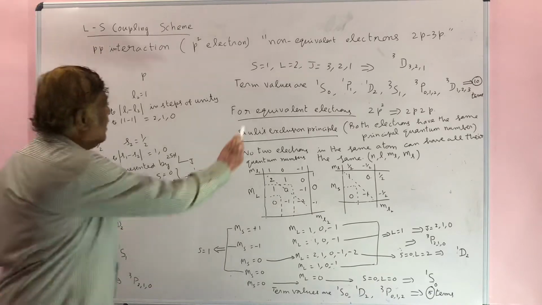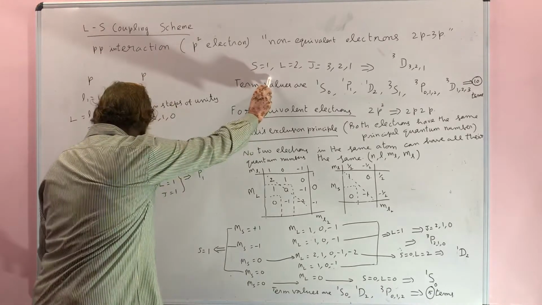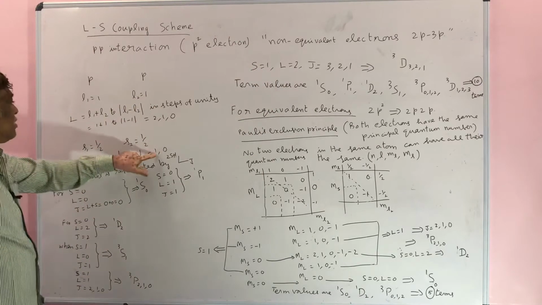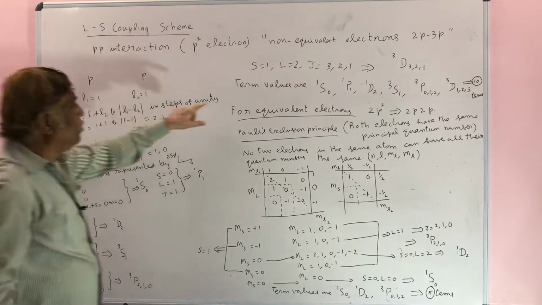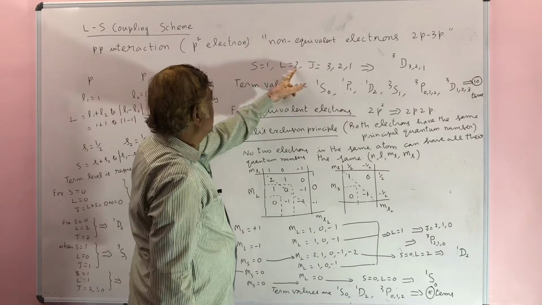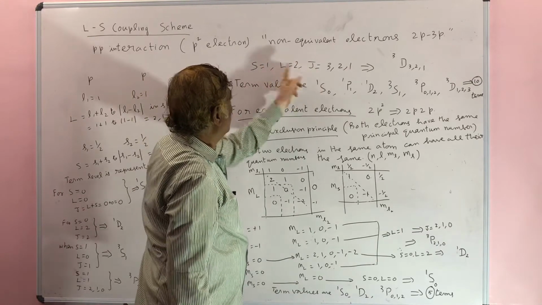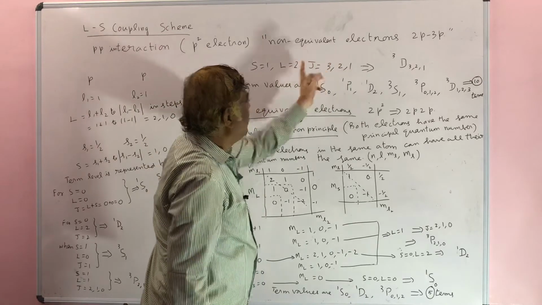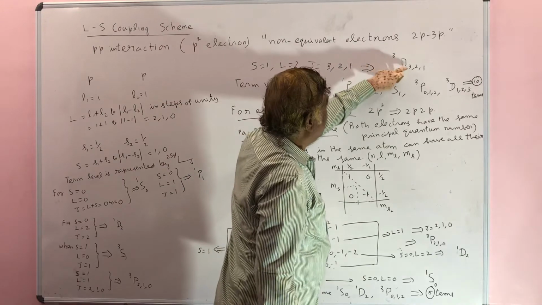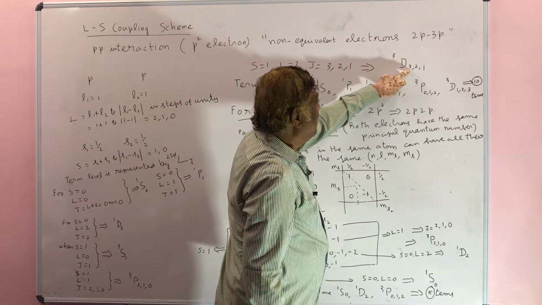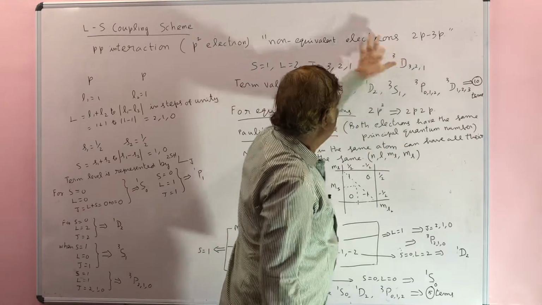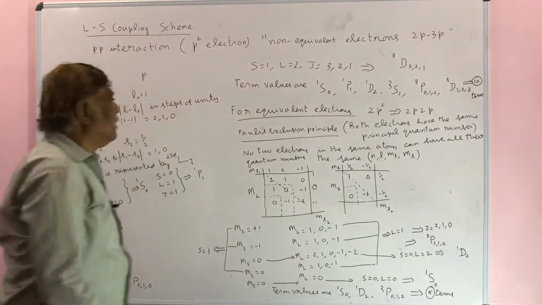Then here for L equal to 2, S is equal to 1. The possibilities of J are L plus S to L minus S. So this is 3, 2, 1. There are different values of J. So for 3D, the J values are 3, 2, 1, which corresponds to 3 states. So ultimately there are 10 terms.